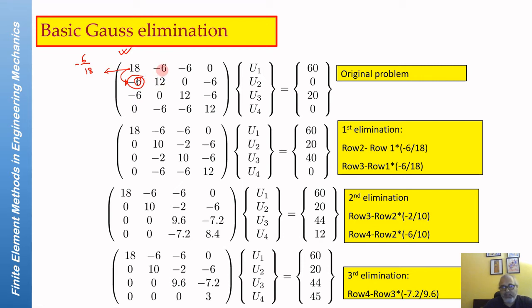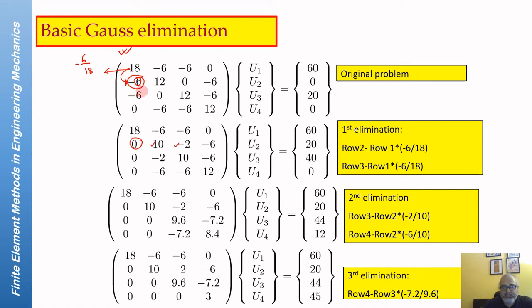This will also get multiplied by minus 6 by 18. Then you subtract it from 12 and you will get 10. This will also get multiplied by minus 6 by 18. Subtract it from 0, you will get minus 2, and so on. So the main point is that this is going to become 0.